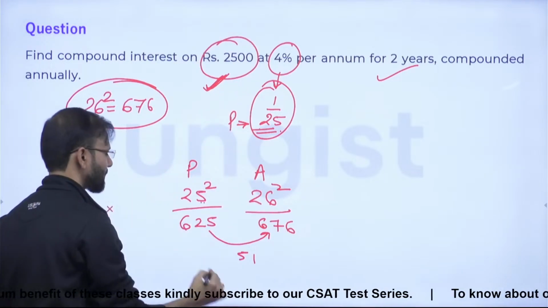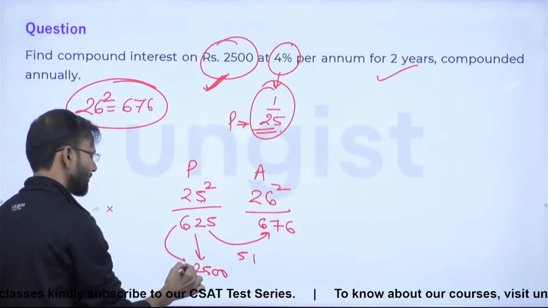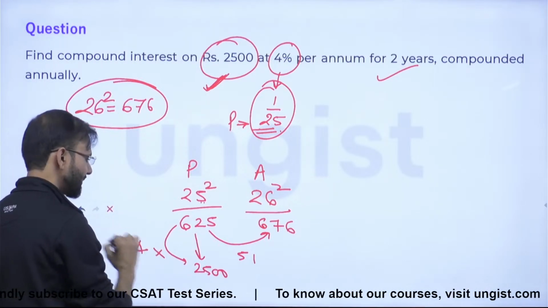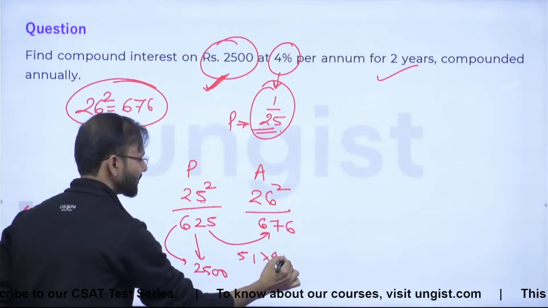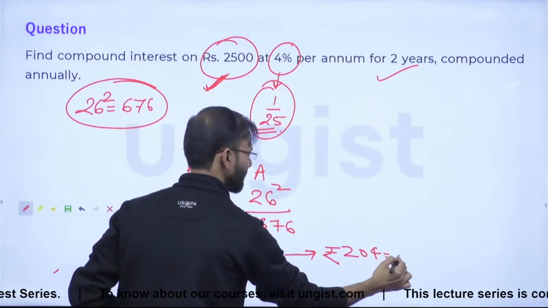Tell me, in this question what is the principal? All of you look here. 2500. How many times of this? 4 times, right? So 4 times will be the compound interest, that will be 204 rupees. This is CI, guys.